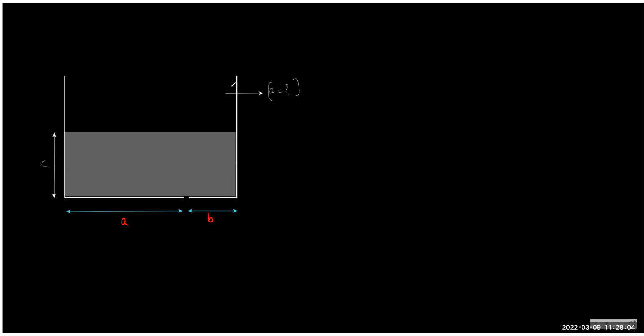So this could be this way, this could be this way. I don't know which direction, so direction is not given. But what minimum horizontal acceleration must we impart to keep the liquid inside the vessel? This side is infinite, so it will never leak from this side.